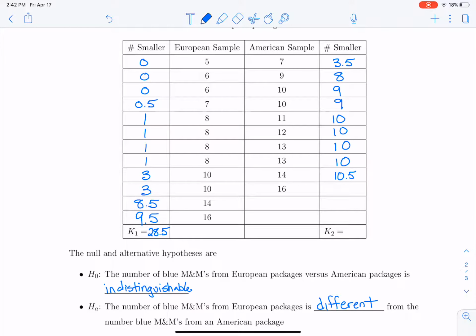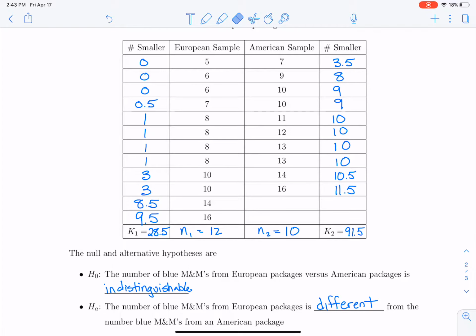And then for 16, I'll go through that count one more time. 1, 2, 3, 4, 5, 6, 7, 8, 9, 10, 11.5 that are less. Okay, so I'm now going to total up that column. I'm going to get 91.5. For completeness, I'm going to remark that there were 12 samples of European M&M bags and there were 10 samples of American M&M bags.